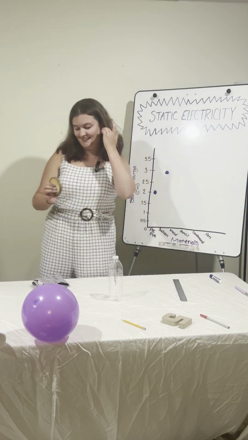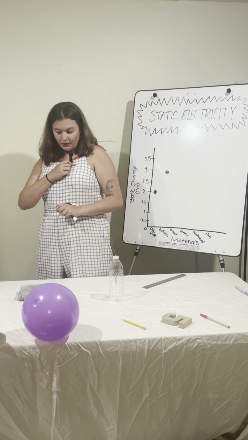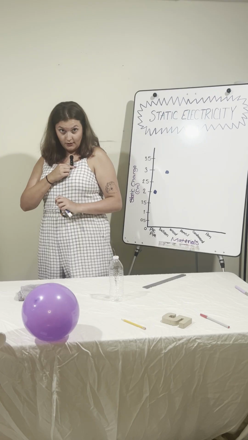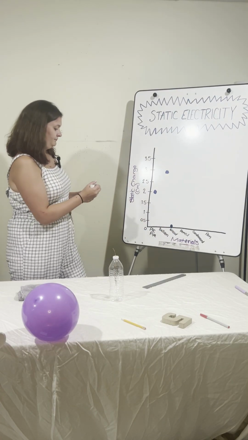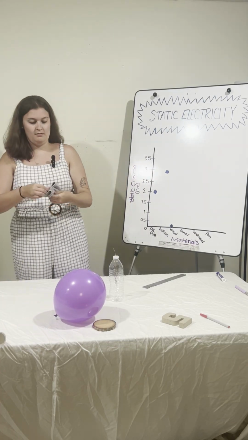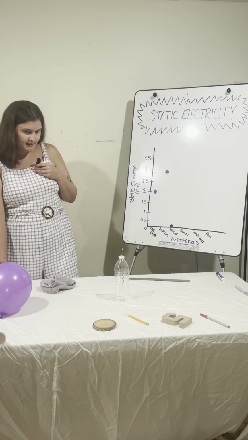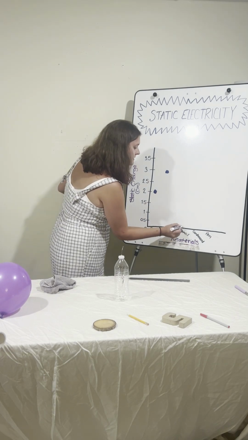Now the wood. As you can see, the wood piece did not produce any static electricity at 0. Now the pencil. And once again, this shows that the pencil did not produce any static electricity. We will put this one at 0.